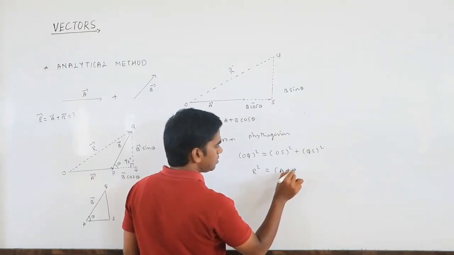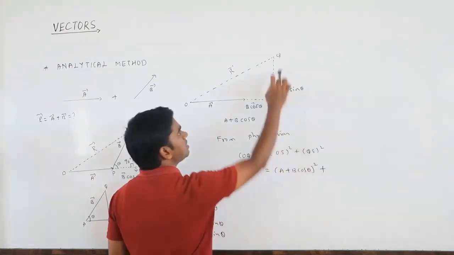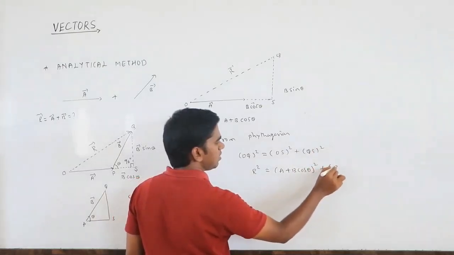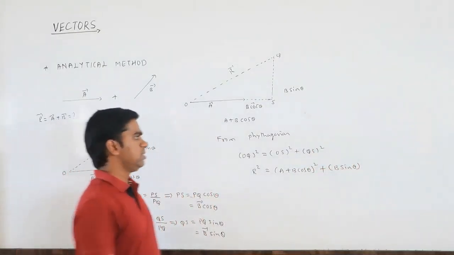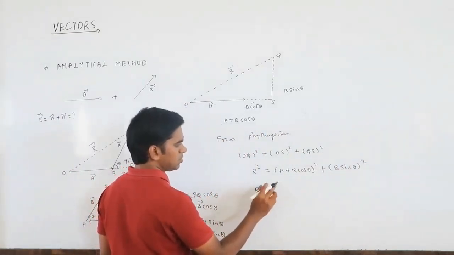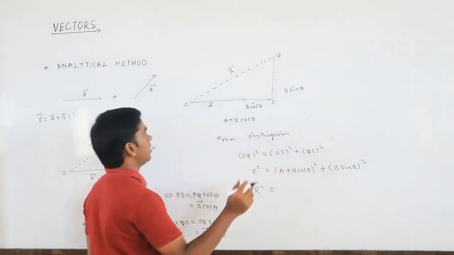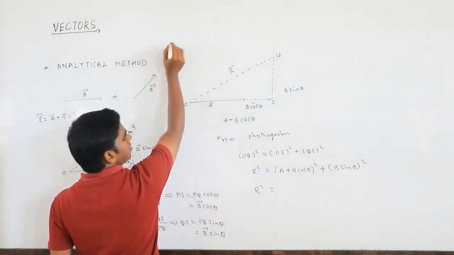So A plus B cos theta the whole square plus, what is QS? QS is B sin theta. So sin theta square is the square as it is. So R square is equals to A plus B cos theta the whole square. What you can write? A plus B cos theta the whole square.